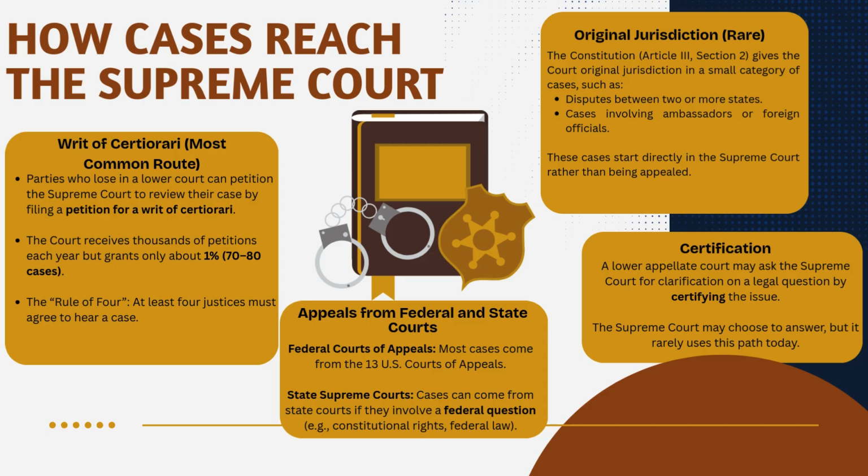Then there is the original jurisdiction, which is a very rare case. The Constitution, Article 3, Section 2, gives the court original jurisdiction in a small category of cases such as disputes between 2 or more states, cases involving ambassadors or foreign officials. And then these cases start directly in the Supreme Court rather than being appealed. And again, that's a very rare situation.